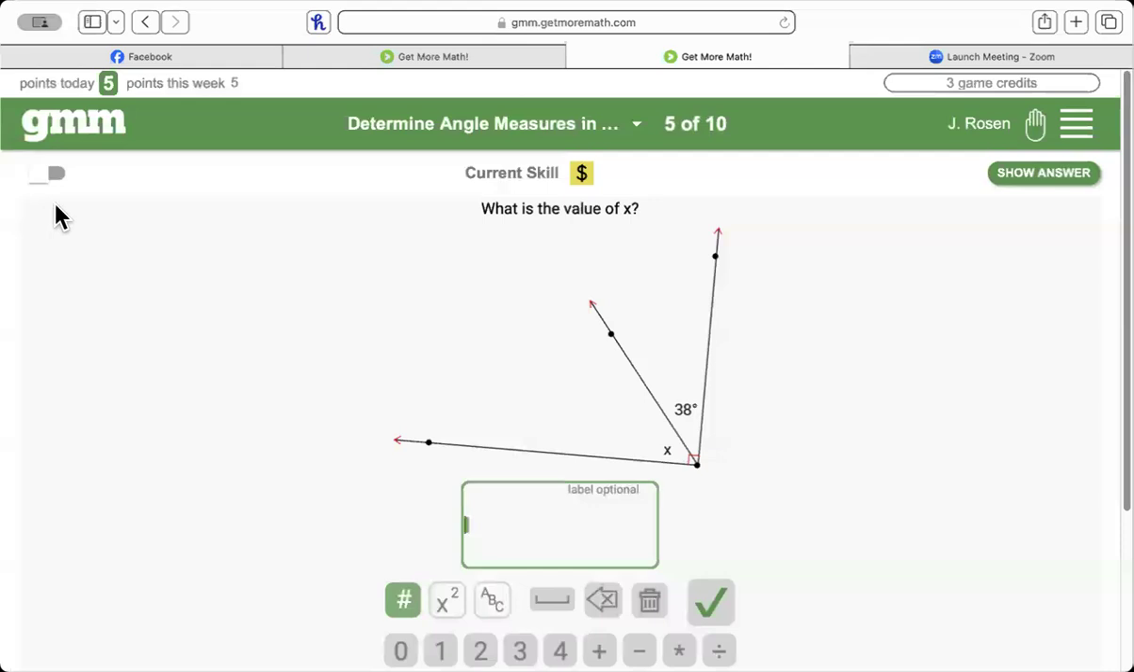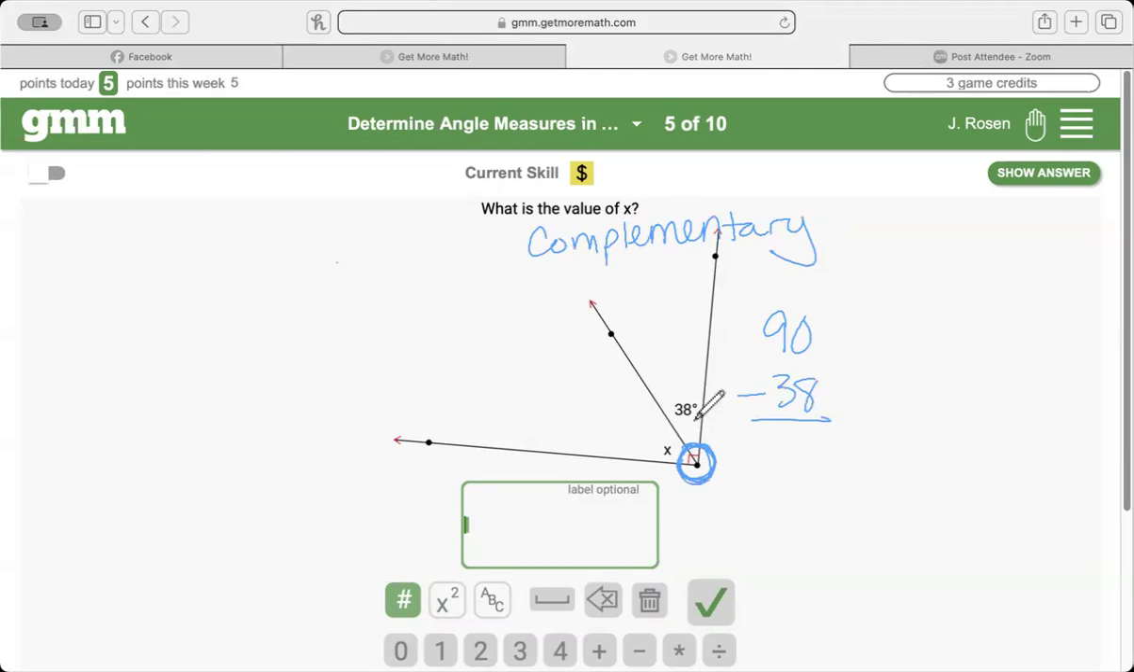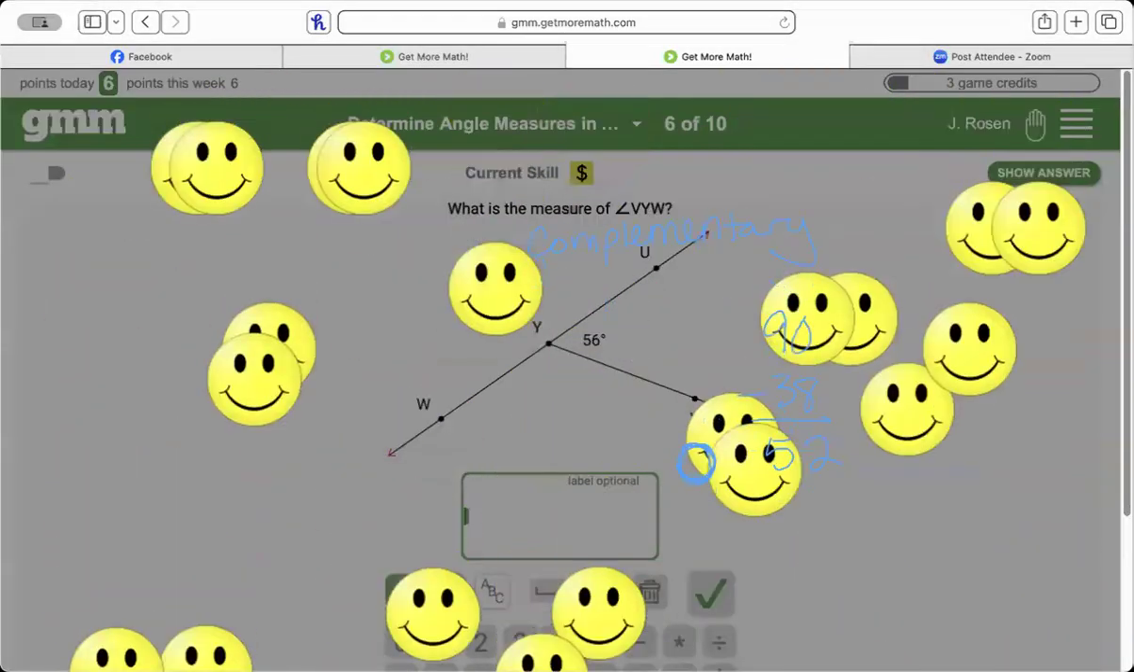Okay, this one here, it says, what is the value of X? This tells us a lot right here. This tells us that this is a 90-degree angle, and the word for that would be complementary. So supplementary is 180, complementary is 90. So we're going to do 90 minus the 38 to find that missing piece, which is 52. So 52 is our answer there.